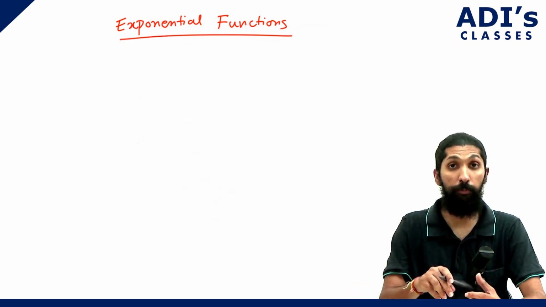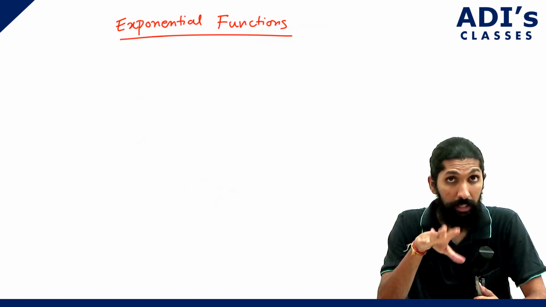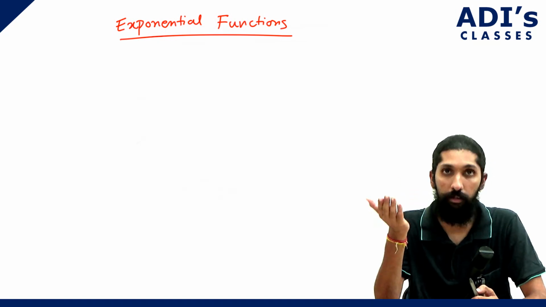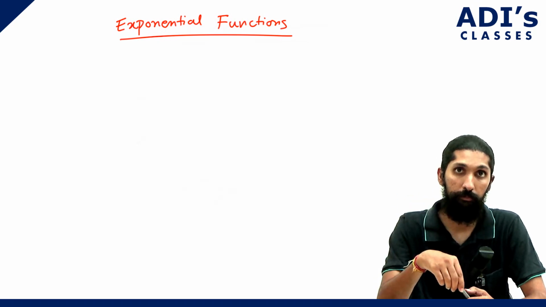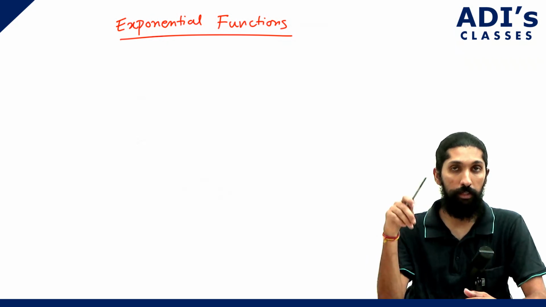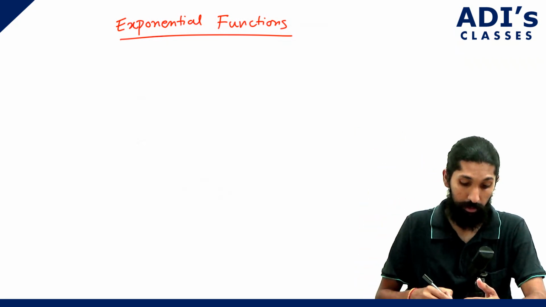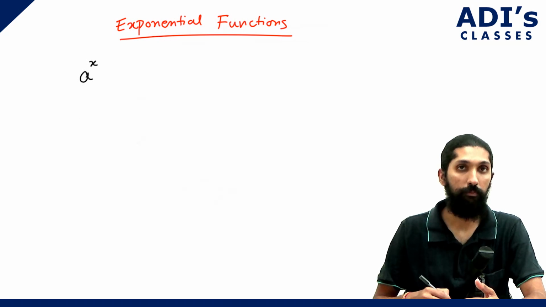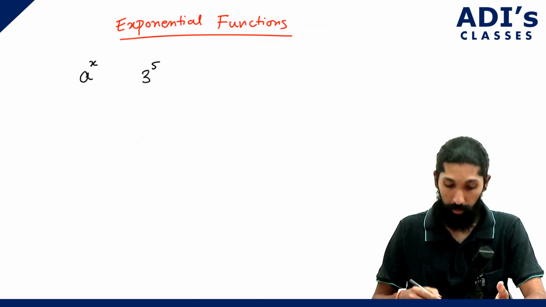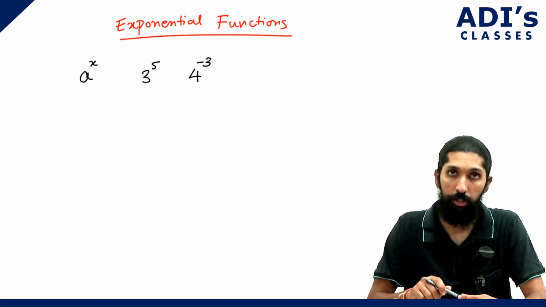See, when we talk about exponential functions, you need to understand a couple of things. Whenever we talk about exponential, you need to understand that the value either increases drastically or decreases drastically. This is the whole point of the word exponential. That's why whenever we talk about an exponent, something to the power of something, like a to the power of x. This is an exponent. Like you can say 3 to the power of 5, or you can also say something like 4 to the power of minus 3. These are all exponential functions.